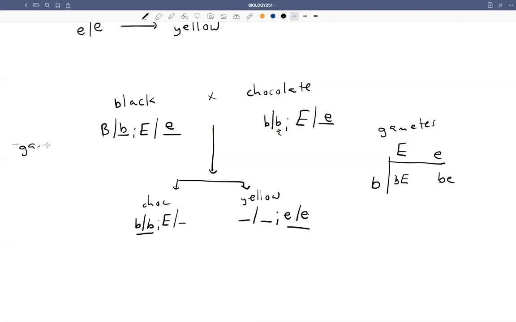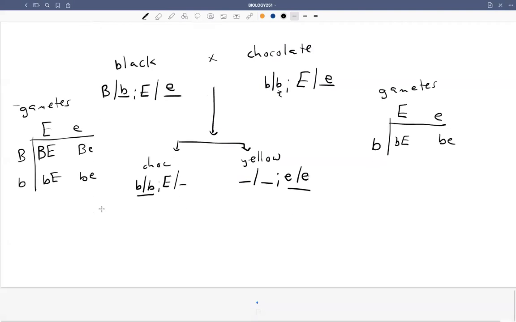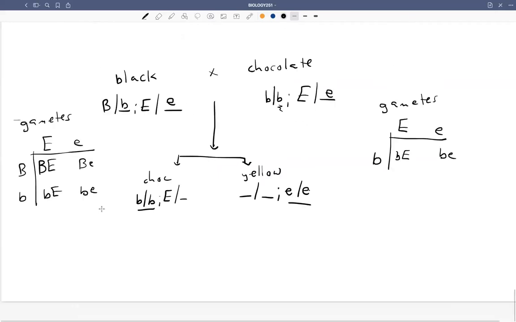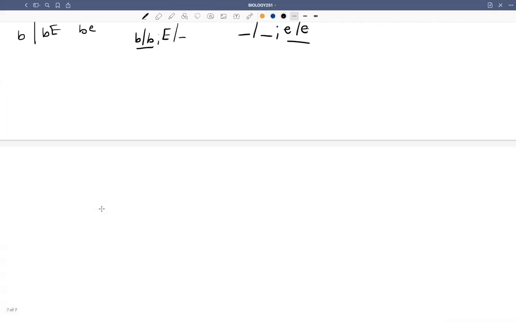The black lab parent has two kinds of b and two kinds of e. So this is our gamete square: big B, big E; big B, little e; little b, big E; little b, little e. All right. Ran out of space before I thought I would.